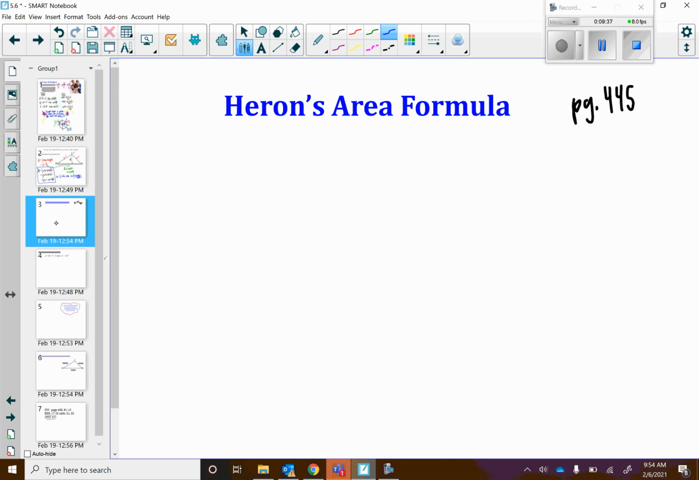One more area formula is known as Heron's area formula, and this is on page 445. We're not going to go through the details of the formula because it's kind of outside the scope of what we need right now. But I will start by saying the semi-perimeter is known as S, and it's the sum of the sides divided by 2.